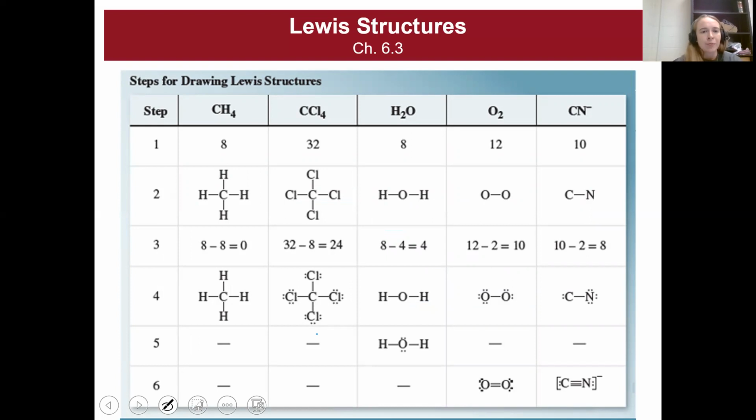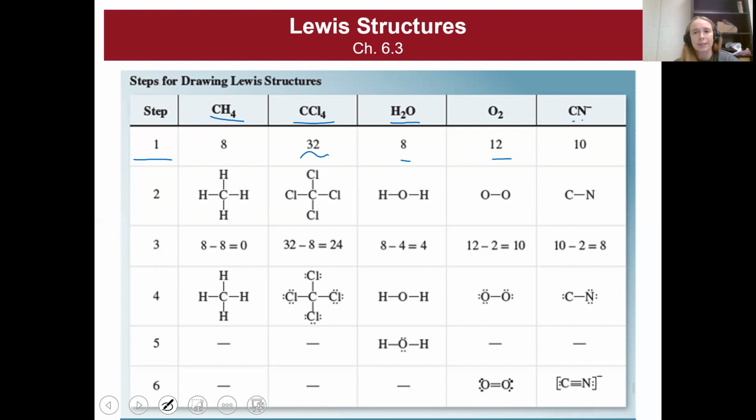All right, so these are the steps for a few different really common molecules and ions. Methane: step 1, add up the valence electrons. Carbon has 4, each hydrogen contributes 1, so that adds up to 8. For carbon tetrachloride here, carbon contributes 4, and each chlorine contributes 7. So 7 times 4 is 28, plus 4 for the carbon is 32. For water, oxygen has 6, each hydrogen has 1, and we end up with 8. For oxygen gas, each oxygen atom contributes 6, so our molecule has 12.